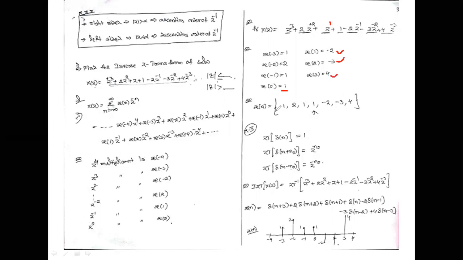So we got the sequence 1, 2, 1, and the 0 value you can represent in that sequence with an arrow mark. So the sequence is 1, 2, 1, 2, minus 2, minus 3, and 4.